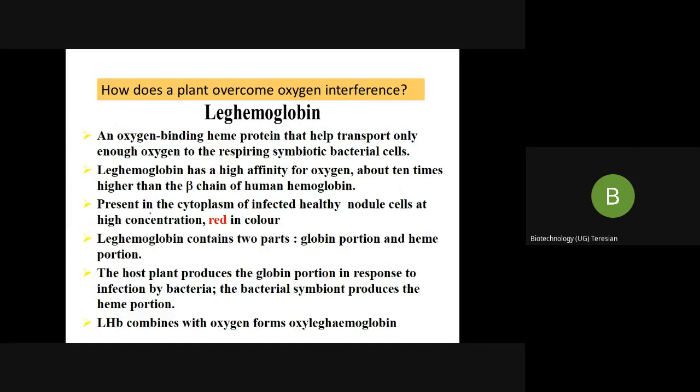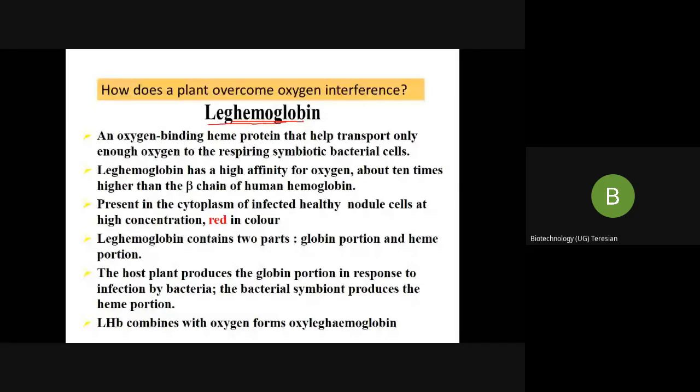So if hydrogen is interfering, I have the hup gene, which is going to produce the hydrogenase enzyme, which is going to consume your hydrogen. What about the oxygen? How can I prevent the oxygen from interfering with my nitrogenase enzyme? The answer is leghemoglobin, a very important question, leghemoglobin. So oxygen is a strong inhibitor of nitrogenase activity.